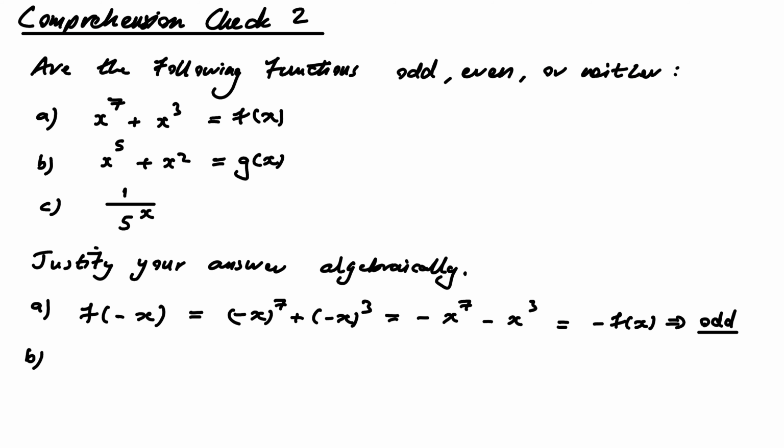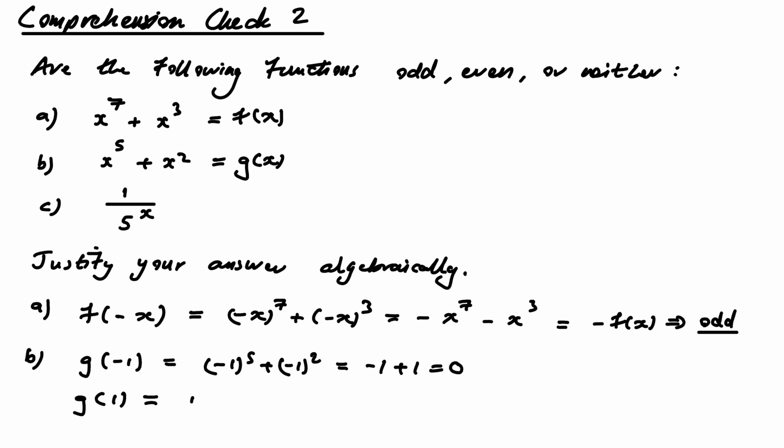To check something's not odd or even, all I've got to do is find one specific place where it fails. Let's just try minus 1 and see what happens. So if I do g of minus 1, this is equal to minus 1 to the 5 plus minus 1 squared. Minus 1 to the 5 is minus 1, and minus 1 squared is 1. It's equal to 0. G of 1, though, what's that equal to? Well, that's equal to 1 to the 5 plus 1 squared. That's equal to 1 plus 1, which is 2.